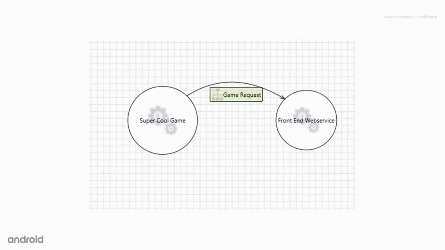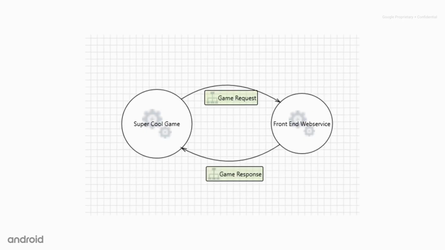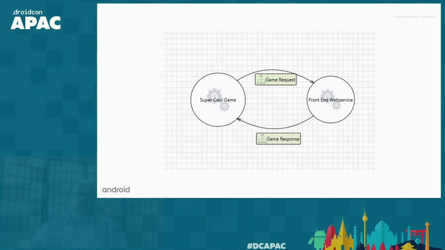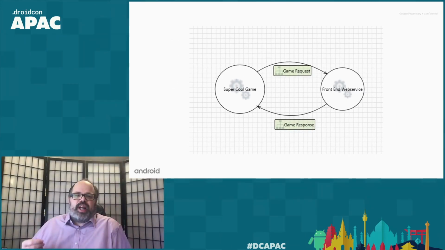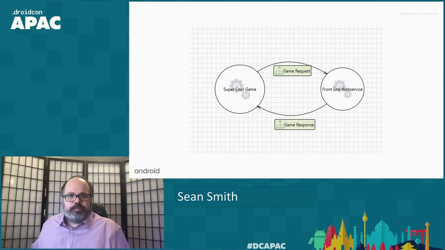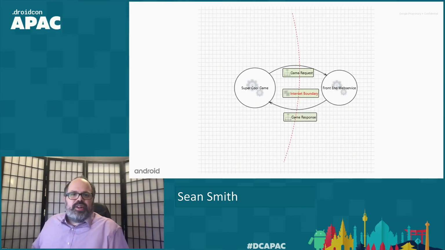In our example, the game makes requests to a front-end web service, and the web service responds and gives us data back. Notice there are 2 data flows, one into the front end and one out of the front end. We always want to model data in both directions. There are some instances where it would be one direction, like a data sync, but in most cases, you want 2 data flows.